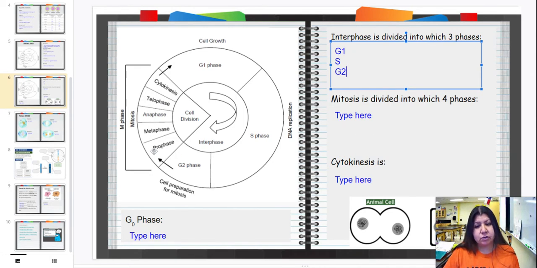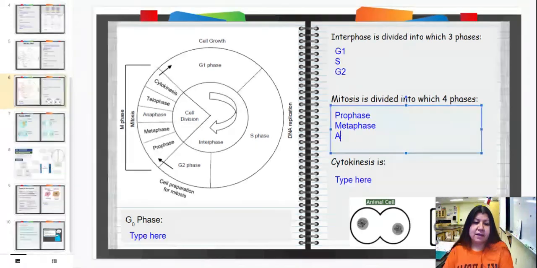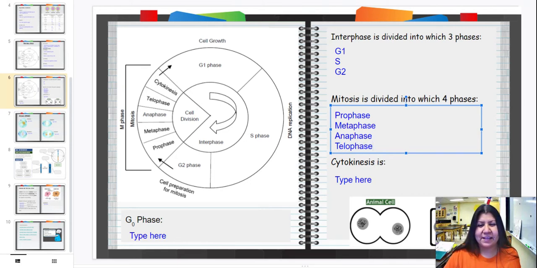So if I actually look at mitosis, mitosis is divided into 4 phases. Okay, so my 4 phases are prophase, metaphase, anaphase, and telophase. Okay, so also known as PMAT. So if you ever need to know the order, just think of PMAT. Okay, so this is the correct order. We are going to go over mitosis next week, so don't worry about those notes just yet. Just know that this is the order for mitosis.